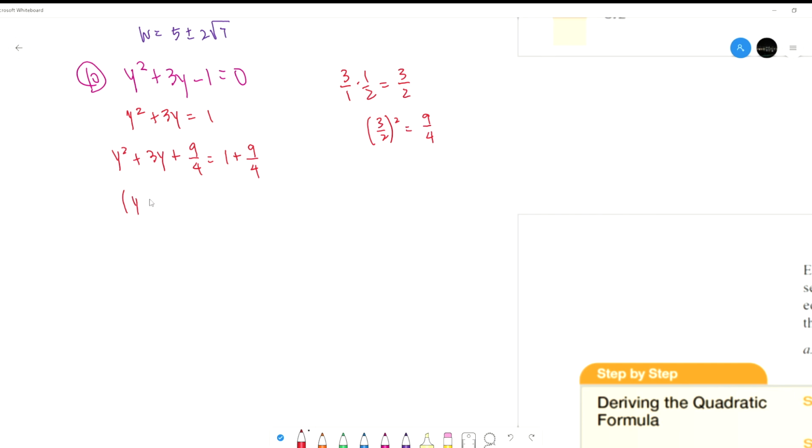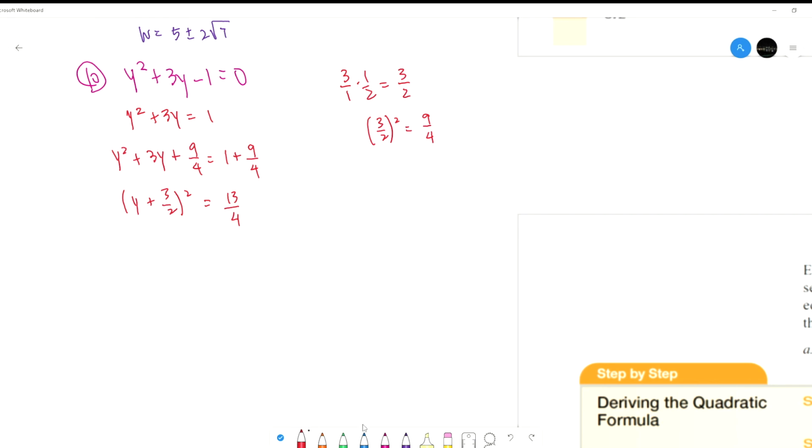This is just y plus 3/2 squared is equal to, remember 1 is 4 over 4, right? So that's 4 plus 9 is 13 over 4. So hopefully you're pretty comfortable with these, or you can just type it into your calculators. But the thing is, if your calculator converts it into a decimal, I wouldn't approve of that. We want to keep these into nice fractions. So when we square root them, we can keep them as, they'll probably be radicals and integers. You want to keep it exact.